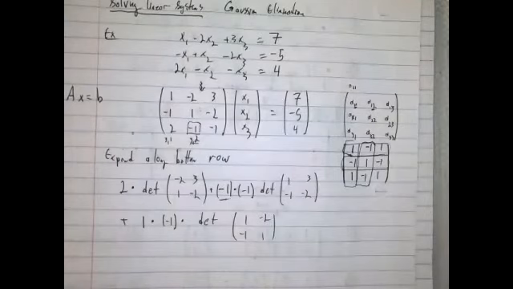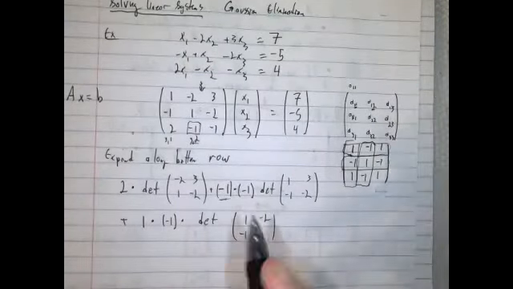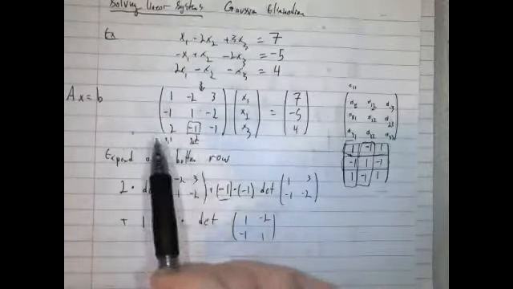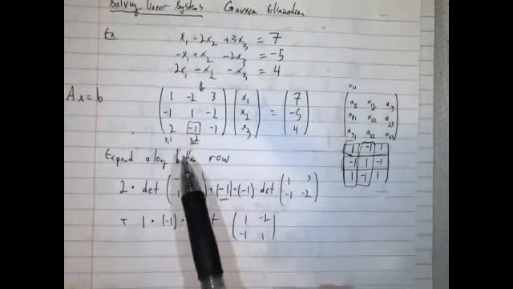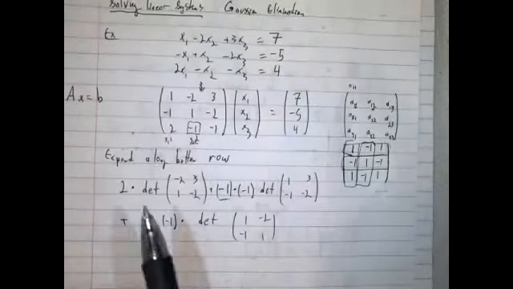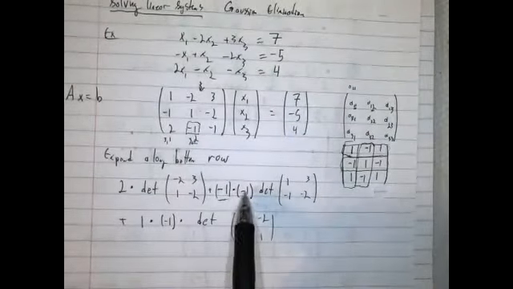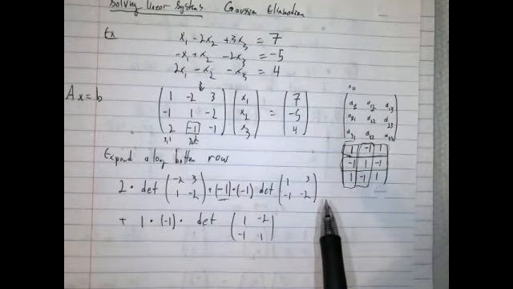Why did you decide to expand along the bottom row? Is there any benefit towards using any single row at a given point? In this case, there's no benefit. There is a benefit if one row or column has lots of zeros, because then a lot of the calculations just simplify because you're doing 0 times some determinant.